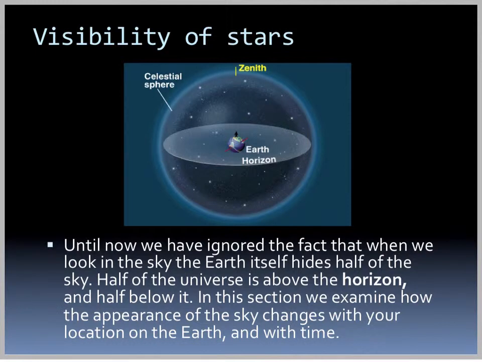Now, what about visibility of stars? Until now, we have ignored the fact that when we look at the sky, the Earth itself hides half of the universe. Half the universe is above the horizon and half below it. So in this section, we're going to examine how the appearance of the sky changes with your location on the Earth and with time.